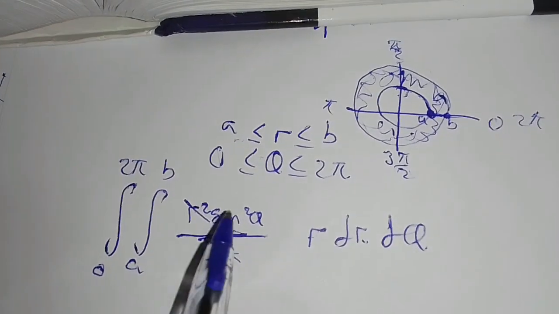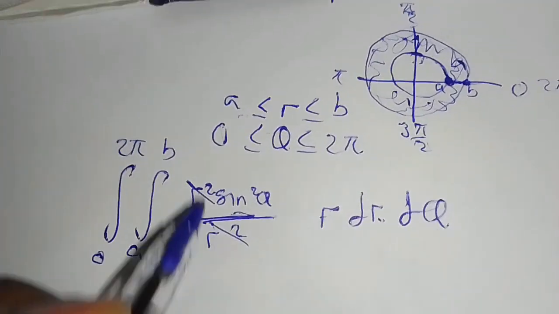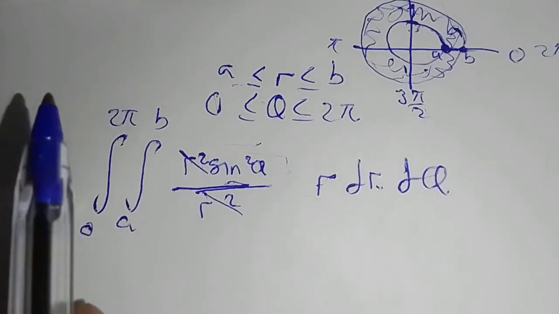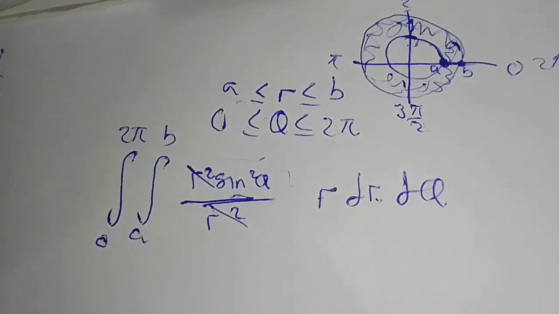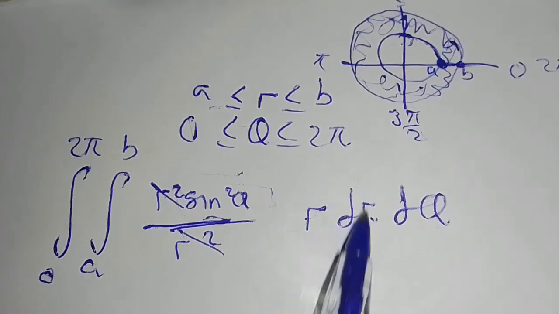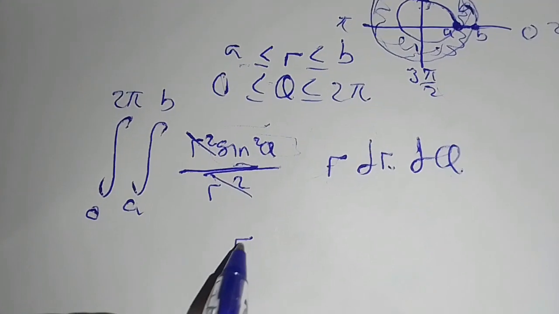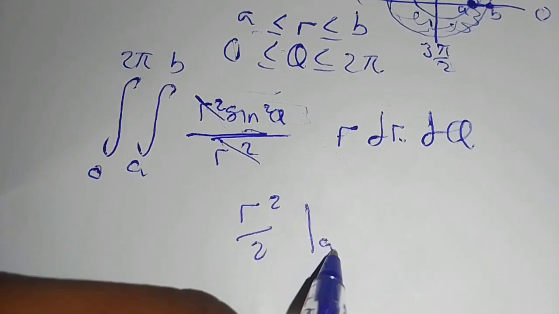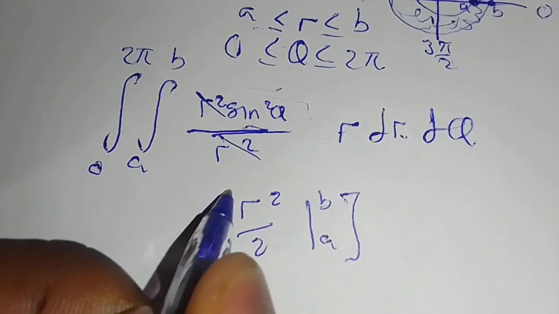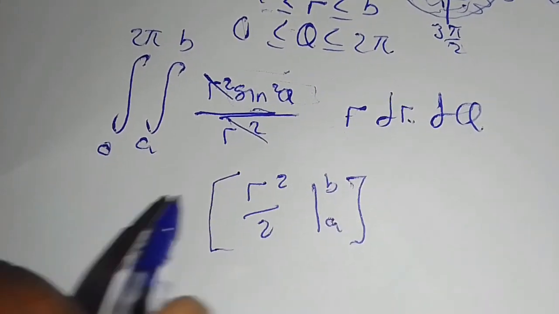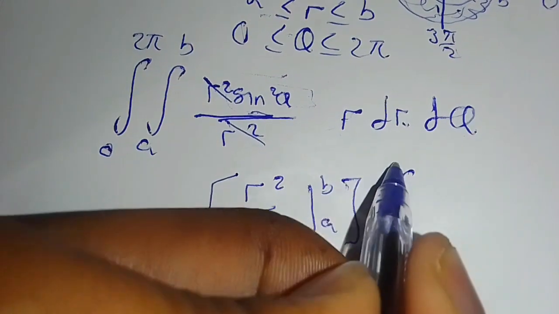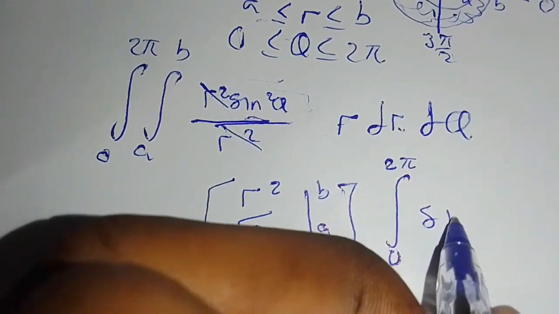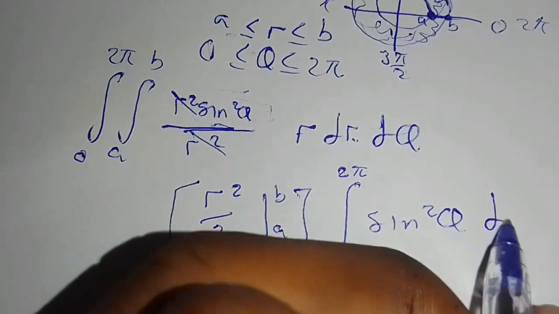And notice that these two will basically cancel off, and right there you end up with the integral of r, because for the first integral theta will be constant. That means you're looking for the integral of r dr, which is just going to be r squared over 2, then you take it from a to b. And that integral is multiplied with the integral from 0 to 2 pi of sine squared theta d theta.